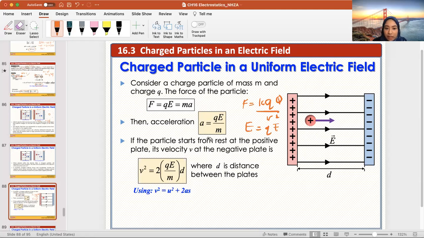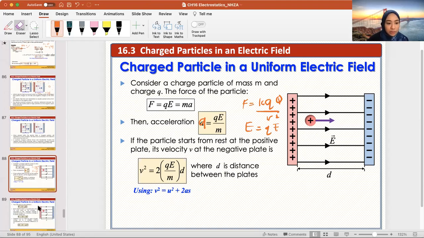If you have a, you can find v using this equation. I know you have to go back and study this again, but yes, you have learned this one, just apply it. You have a, you can put it inside this equation, assuming that it is at rest, so u is equal to 0. You know the displacement s, you know the acceleration, you can solve for v, which is equal to the square root of 2qE over m times d. Basically just applying, and it should be okay for you.